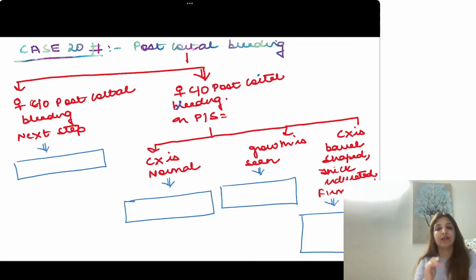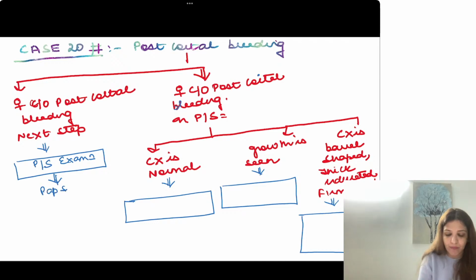Right? Next and the last case which I want to discuss with you is postcoital bleeding. If question comes that there is a female who has come to you with postcoital bleeding, what is the next step? Next step is per speculum examination, and after that I am going to do a pap smear. Per speculum examination is done to rule out other causes of postcoital bleeding like ectropion, like a polyp. If the question says on per speculum examination cervix is normal, then the next step again is pap smear.